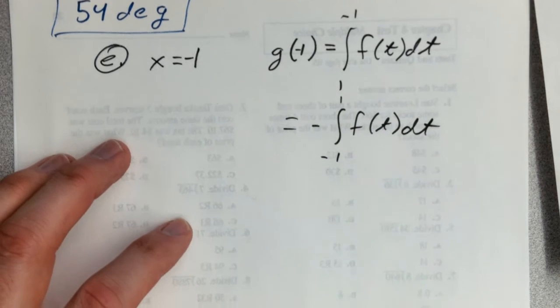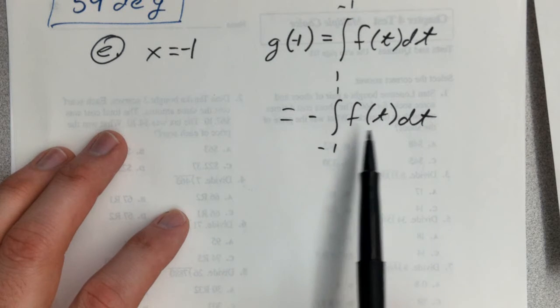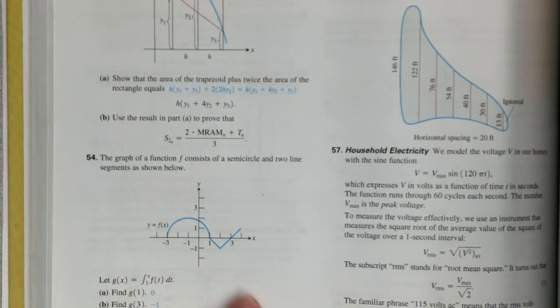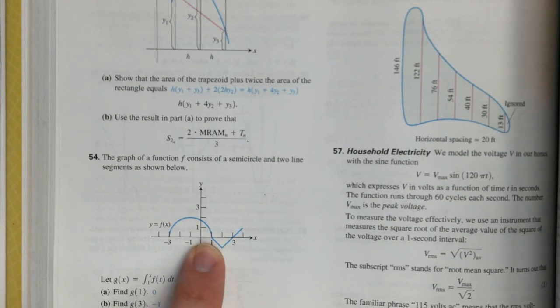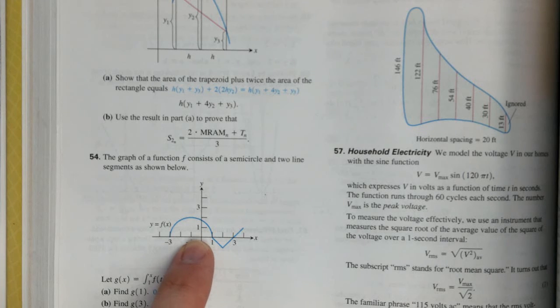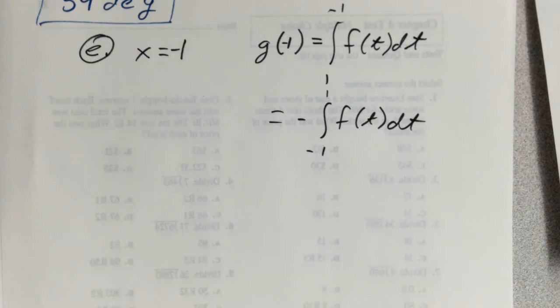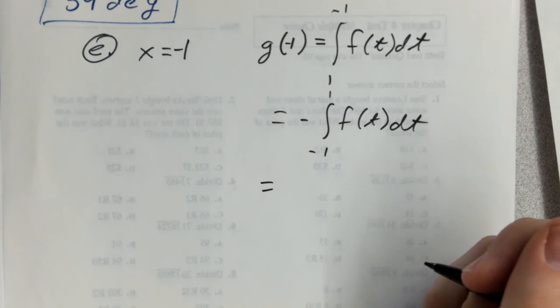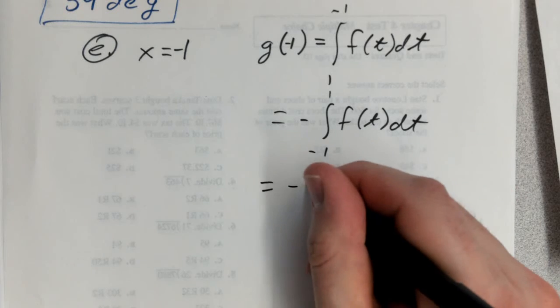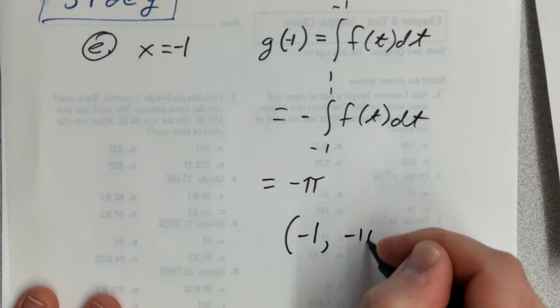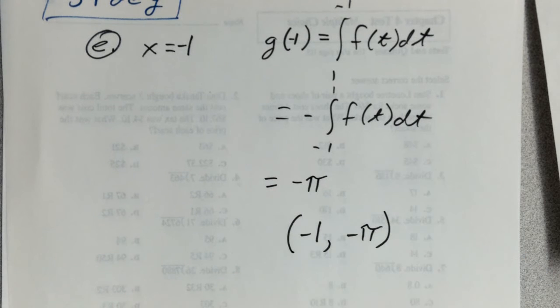This is going to be the area underneath the curve from -1 to 1 of the function f. If you look at the curve here from -1 to 1, that's a quarter of a circle, right? And whatever area you find there, you're going to have to take the negative of it, because of that negative out in front of everything. So you end up with, I believe, -pi. Okay, so that tells us that the point -1, -pi is on the curve, right? Questions?